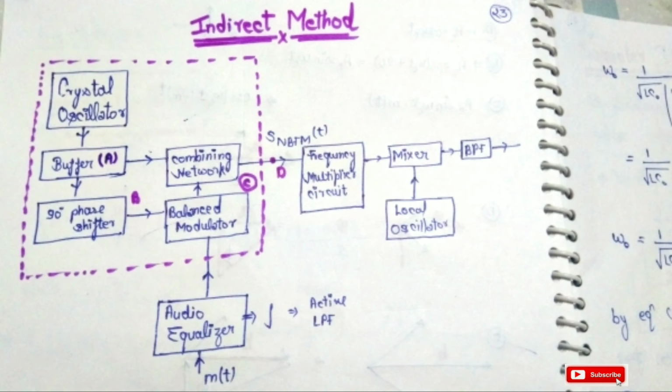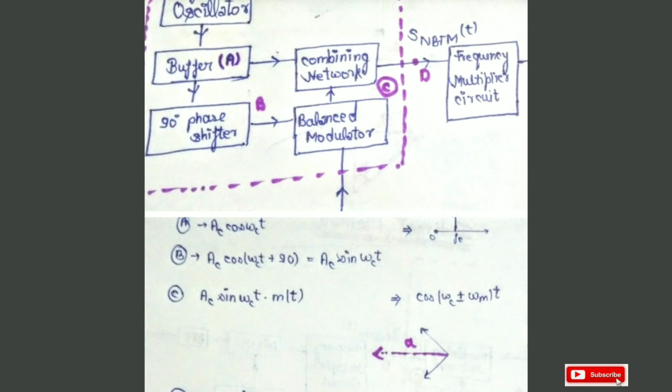After this pink diagram, the generated signal is not a phase modulated signal, it is a frequency modulated signal, and it is a narrowband frequency modulated signal, because the crystal oscillator provides a frequency range up to 1 MHz. Because of this frequency range, the resultant signal is a narrowband frequency modulated signal.